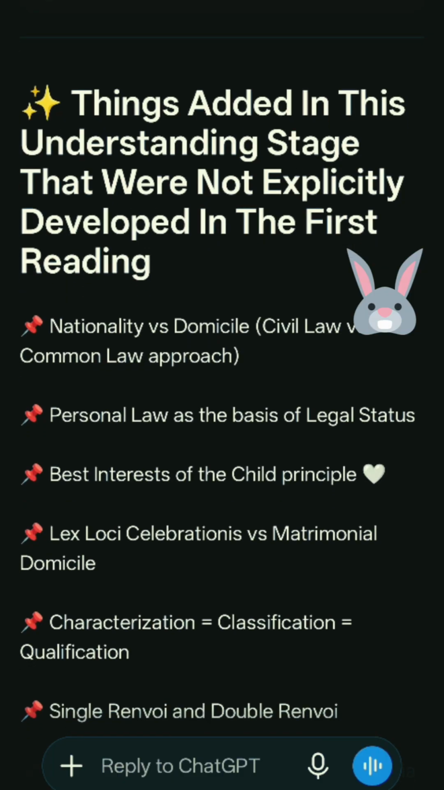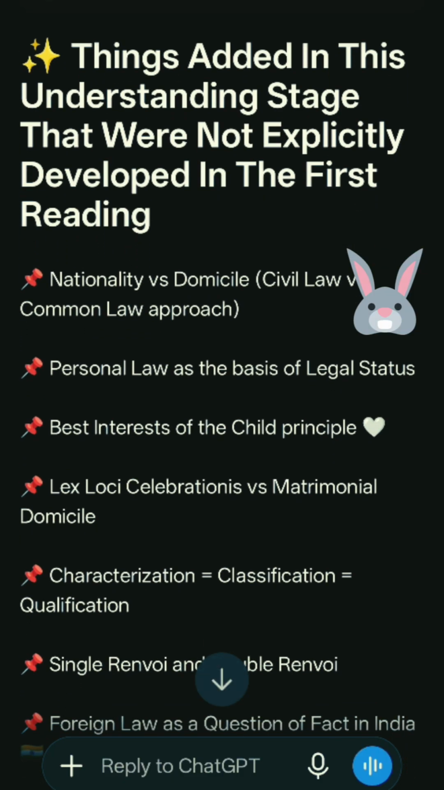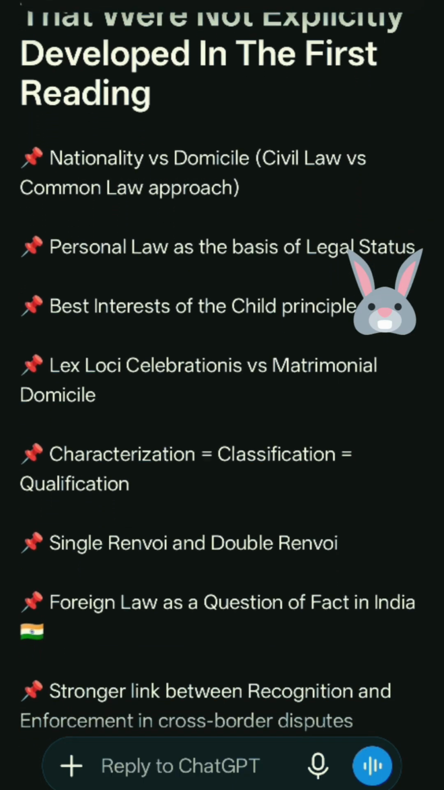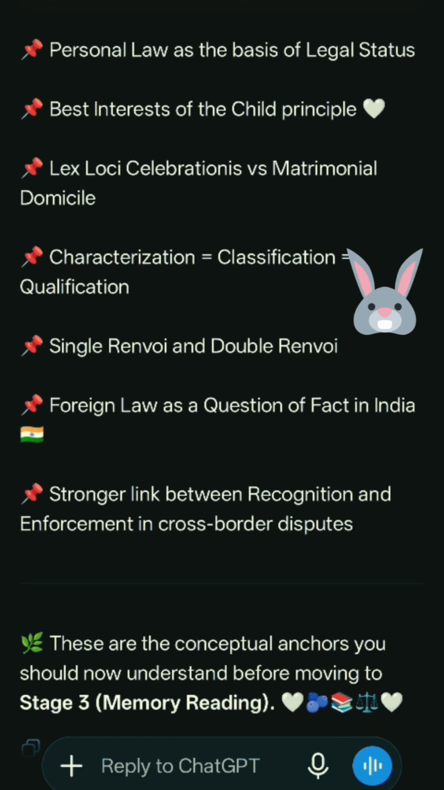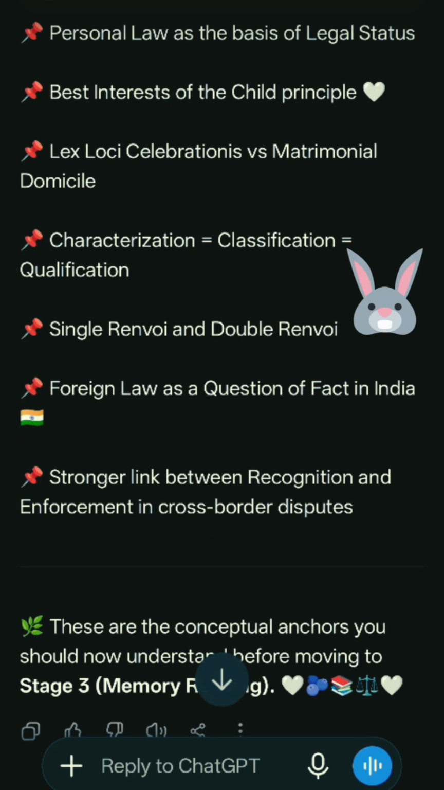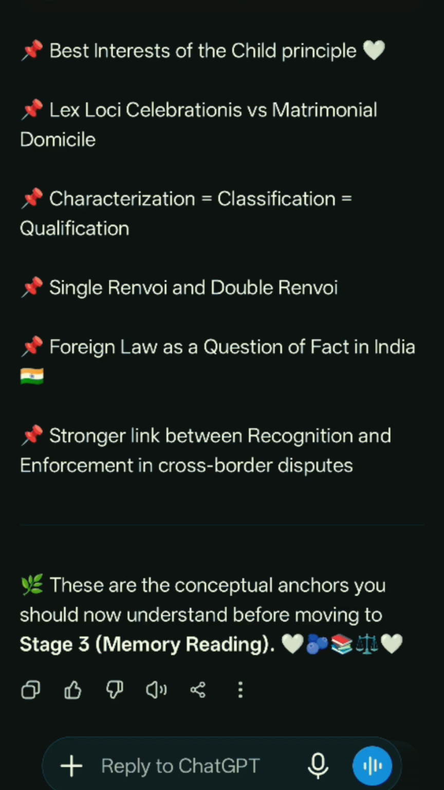Things added in this understanding stage that were not explicitly developed in the first reading: nationality versus domicile, civil law versus common law approach; personal law as the basis of legal status, best interests of the child principle; lex loci celebrationis versus matrimonial domicile; characterization equals classification, qualification; single renvoi and double renvoi; foreign law as a question of fact in India; stronger link between recognition and enforcement in cross-border disputes. These are the conceptual anchors you should now understand before moving to stage 3, memory reading.